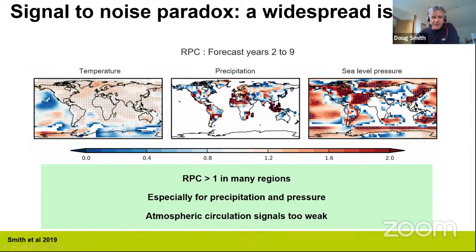And then when we look at precipitation and sea level pressure, we can see the red colors get darker, showing that the error is even bigger for these other variables that are related to atmospheric circulation. So it's really atmospheric circulation that's underestimated by the models.